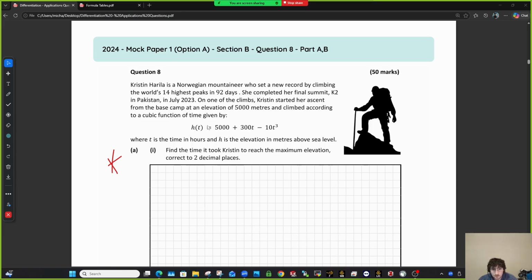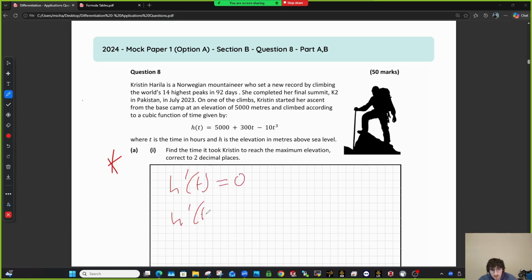Okay. So you can pause the video and give this a go. Find the time it took her to reach the max altitude. So the maximum altitude. We don't know what the max altitude is. So basically, we can work this out by maximizing a function. The way you maximize a function is you get the derivative and set it equal to 0.